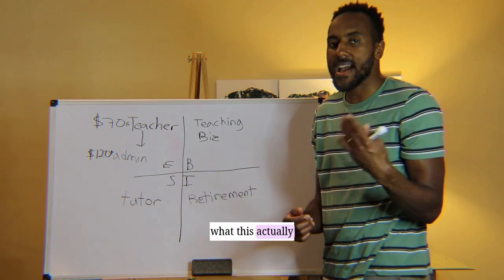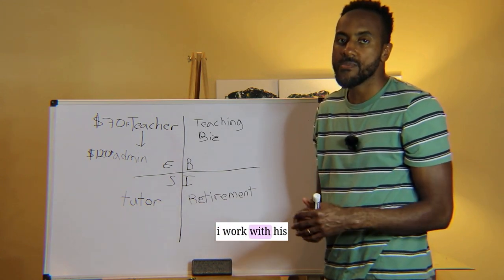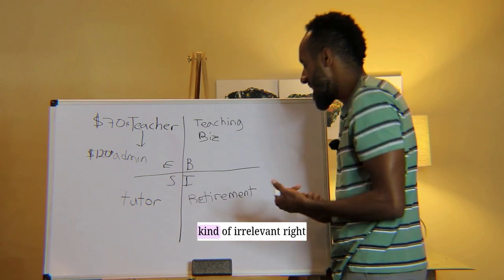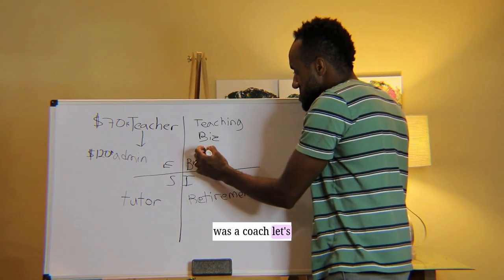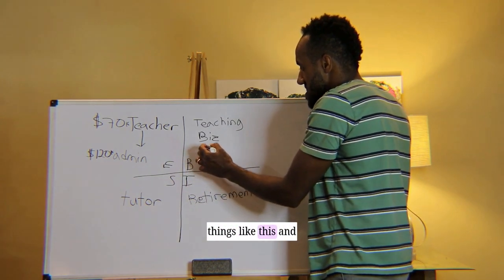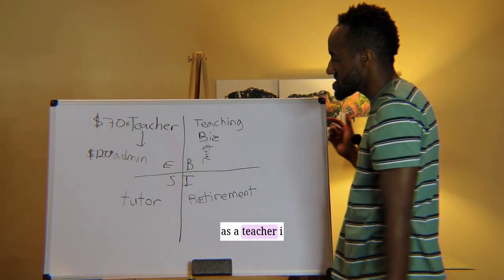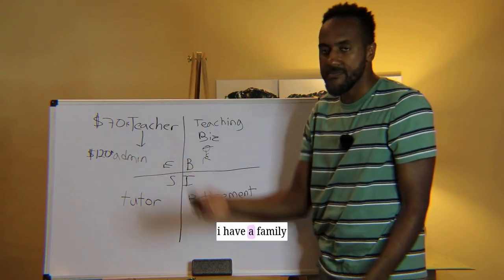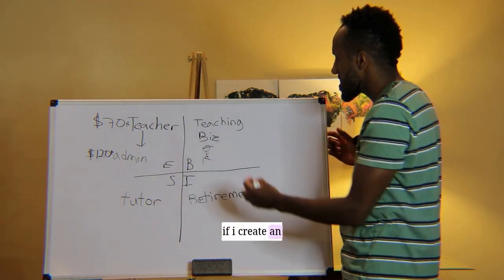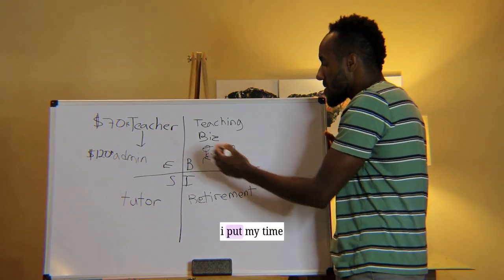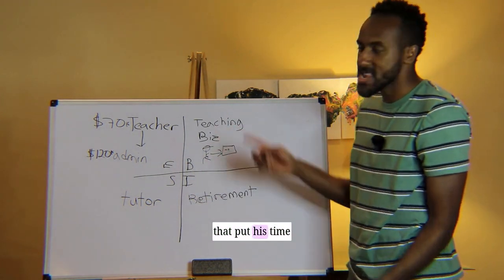Let's talk about what this actually can look like. I have a friend that I work with. His name is kind of irrelevant right now. He was a coach. He's like, okay, I have these skills as a teacher. I know how to teach, but I'm also a father. I have a family. He said, okay, what if I create an online business and I put my time into that?